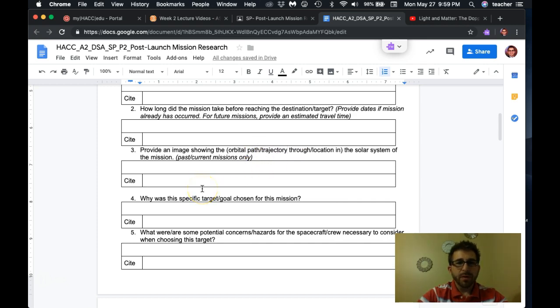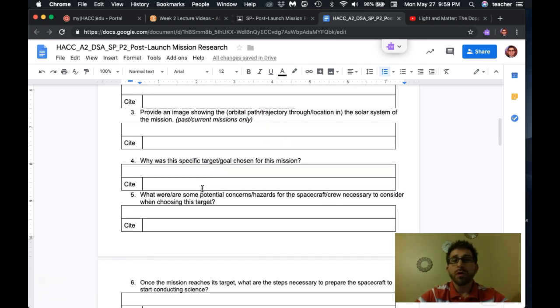All right. Why was your specific target chosen? What was it about this location that was of interest to scientists, and why did they choose it?